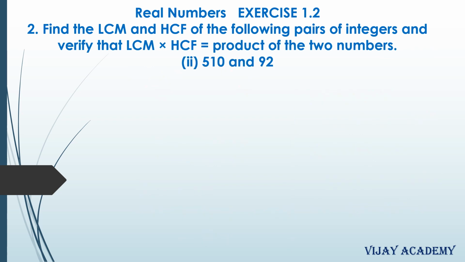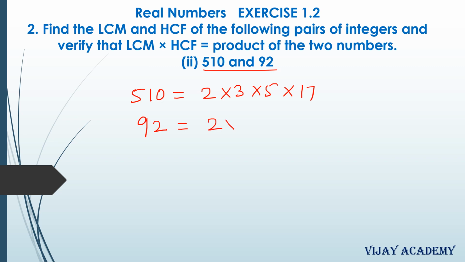So we have the next question, that is 510 and 92. First let us write the prime factorization of both the numbers. To get the prime factorization of 510, we divide it using prime numbers, and we get the prime factors 2, 3, 5 and 17. And the prime factorization of 92, dividing 92, we get 2 into 2 into 23.